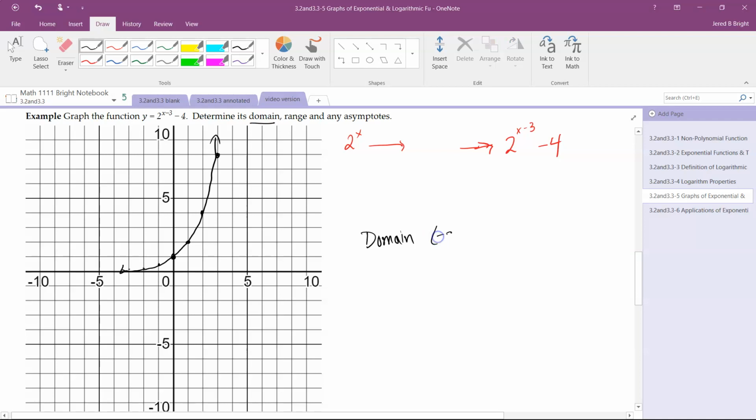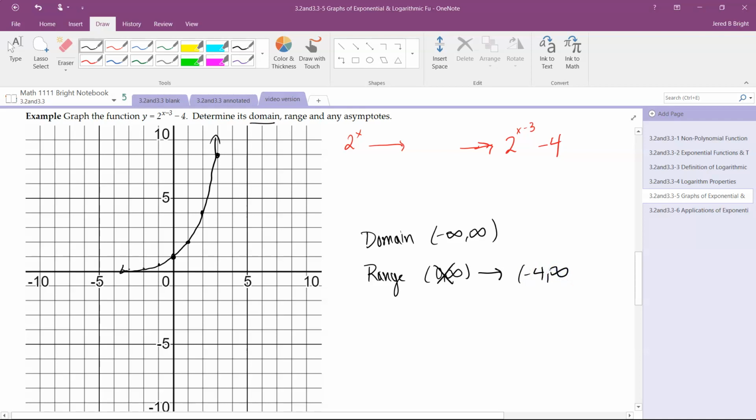Okay, minus infinity to infinity. Okay, the range, originally it would have been 0 to infinity, right? But that was for the base graph. What I ended up doing was shifting it down 4, so it's actually not this, but we have to move it down 4 to minus 4 to infinity.